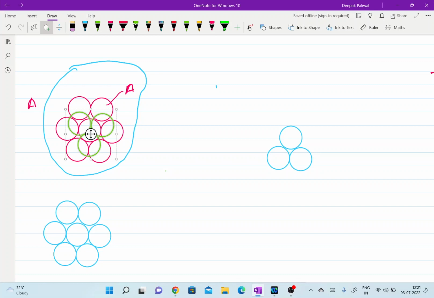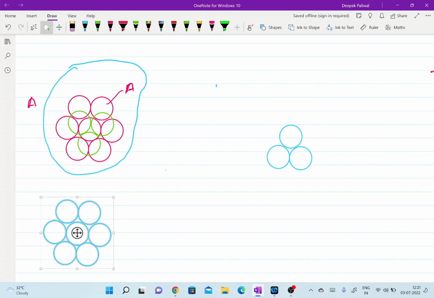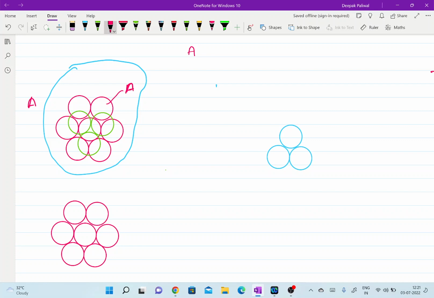Suppose for the third layer, I again put the atoms just over the A layer atoms after B. Then my stacking becomes A layer, B layer, and again A layer. I have put the B layer over the voids of the A layer, and again I am putting the next layer just above the A layer atoms, so this layer becomes A again. This type of AB, AB arrangement belongs to the HCP structure.